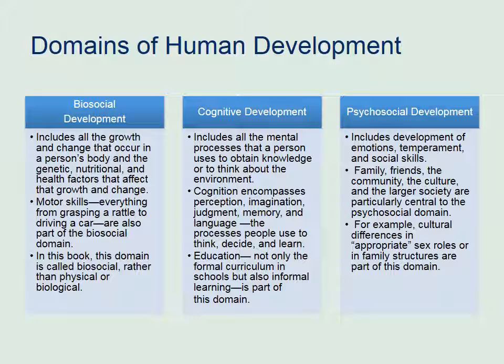So now we're going to talk a little bit about the domains of human development. And your book breaks it down into three different domains. Each domain includes several academic disciplines. For example, the biosocial includes biology, neuroscience, and medicine. The cognitive includes psychology, linguistics, education, and the psychosocial includes economics, sociology, and history. Typically, each scholar follows a particular thread within one domain, using cues and conclusions from other scientists who've concentrated on that same thread.